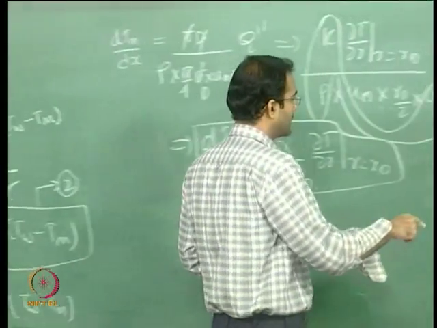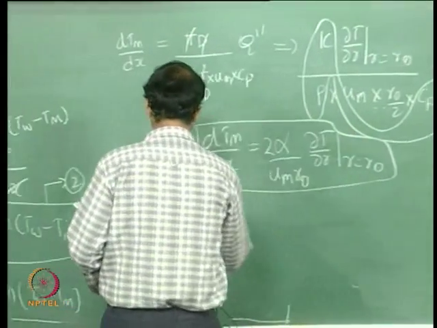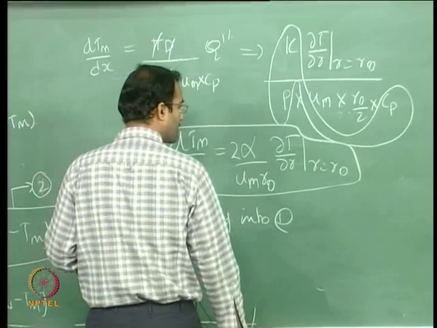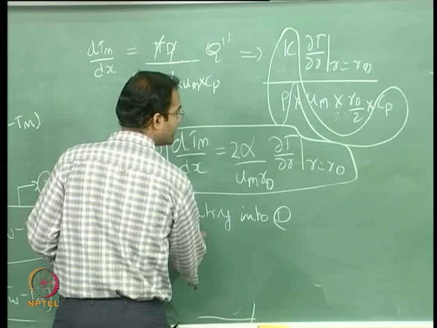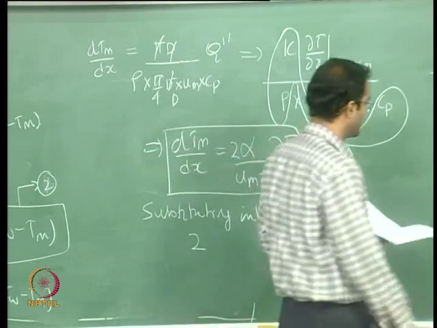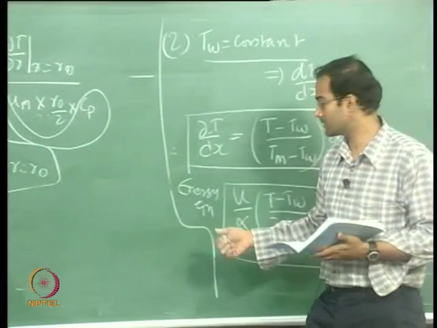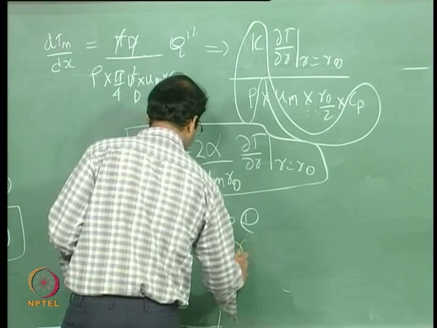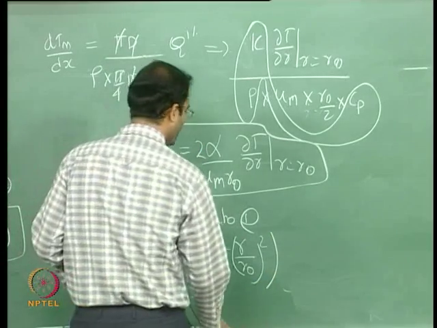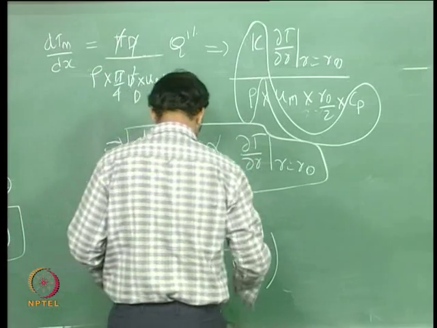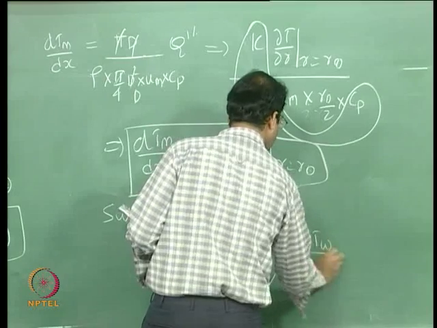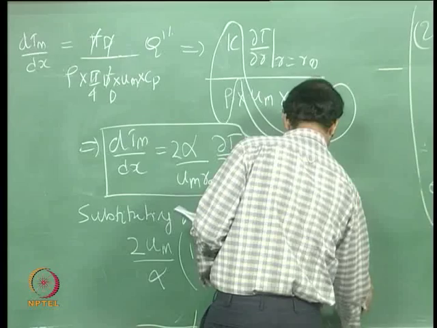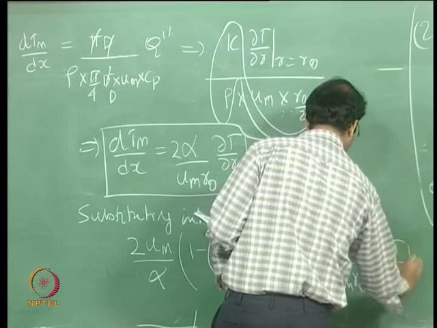So this can be substituted into equation 1 for dTm by dx. So substituting into 1, of course on the right hand side you have the same. On the left hand side, I am going to substitute my fully developed velocity profile for u, so that will be twice um into 1 minus r by r0 the whole square, by alpha, and dTm by dx is substituted from here, so which will be, now this is T minus T wall by Tm minus T wall, dTm by dx will be 2 alpha by um r0 into dT by dr at r equal to r0.